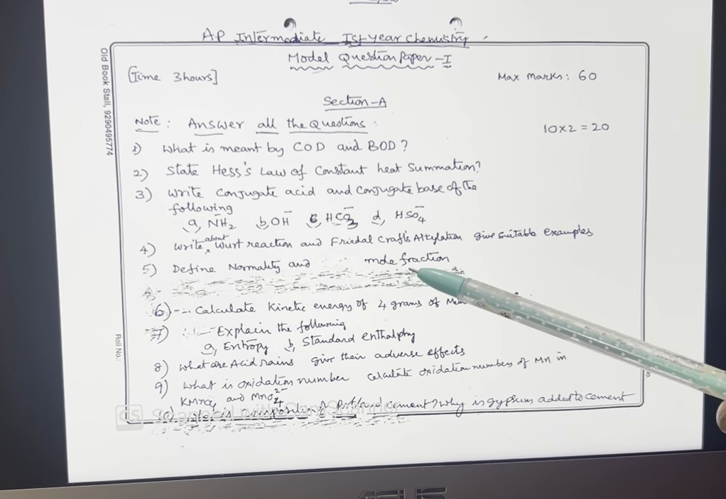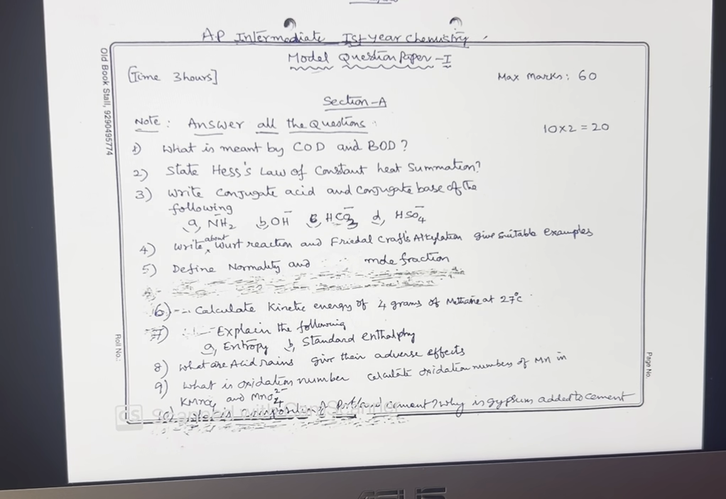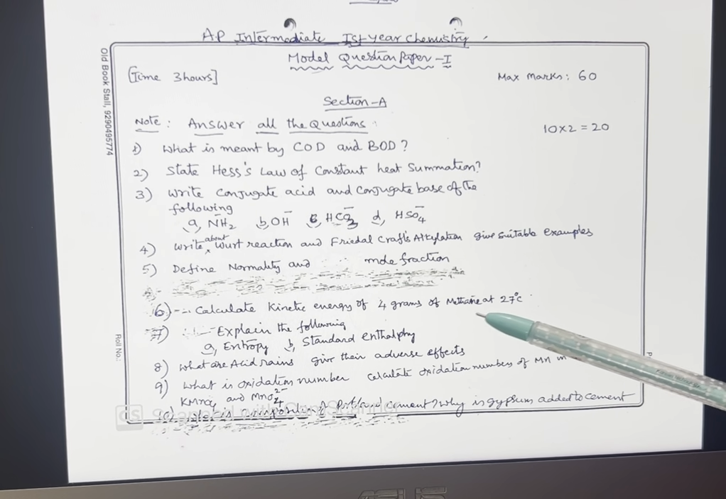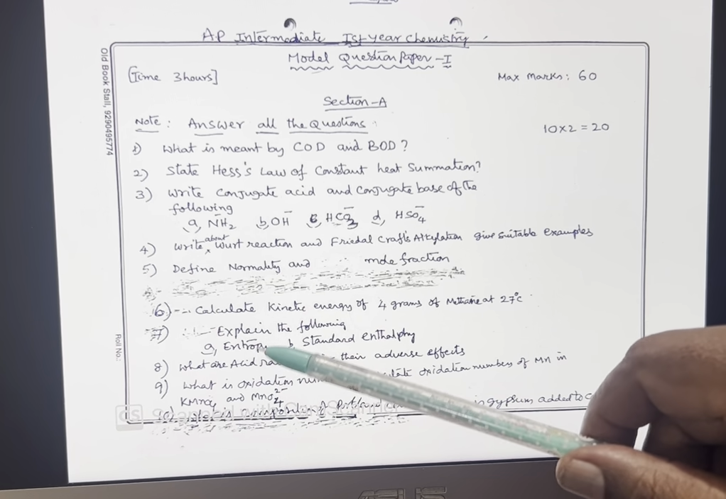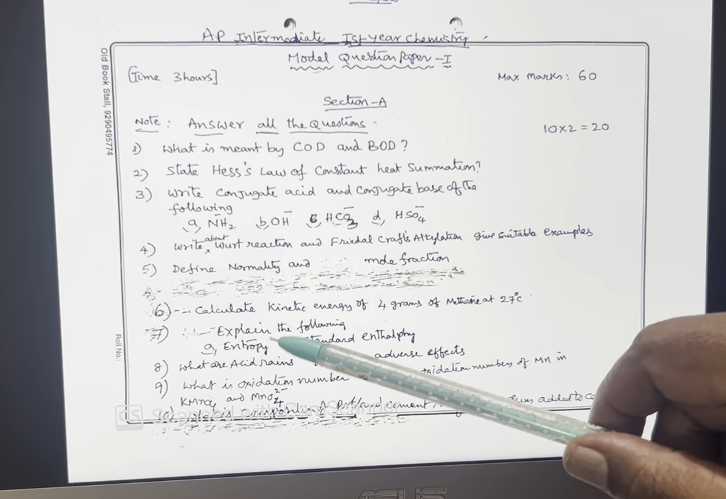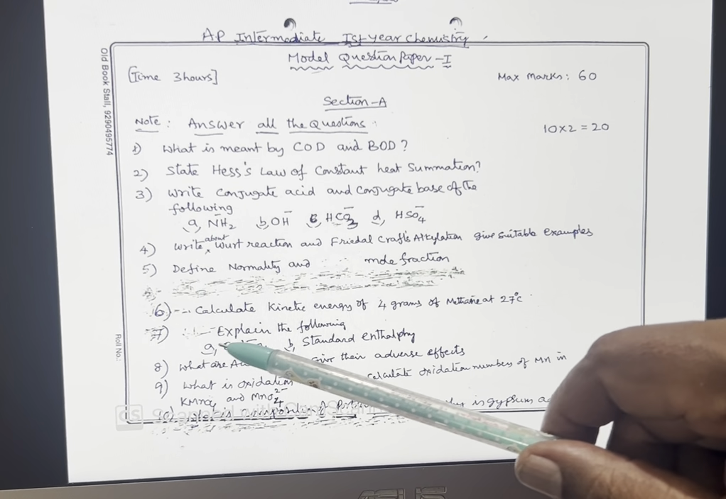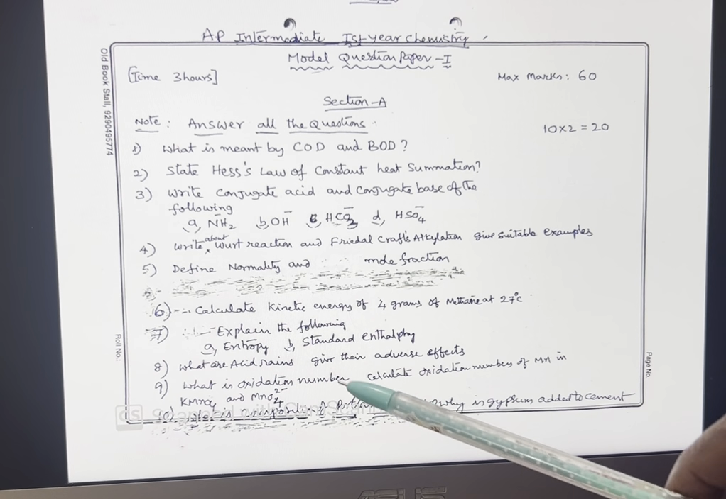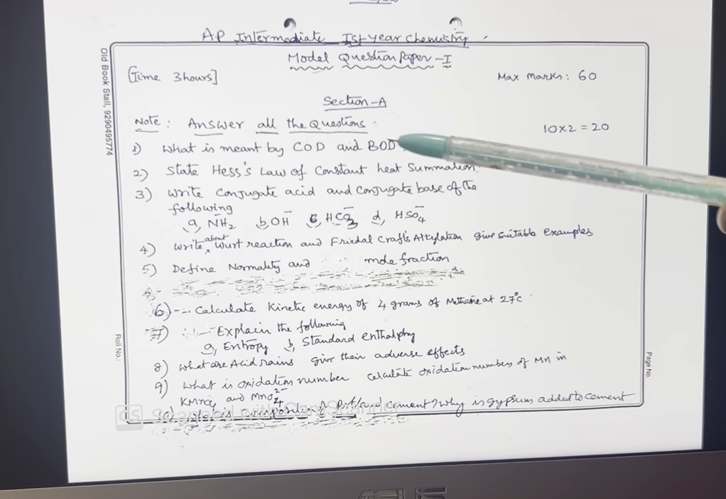Define normality and mole fraction. This is from stoichiometry. Calculate kinetic energy of 4 grams of methane at 27 degrees centigrade. This is from gaseous state, other states of matter. This is from thermodynamics, entropy and standard enthalpy. What is acid rain? Give its adverse effects. These 2 are from environment chemistry.